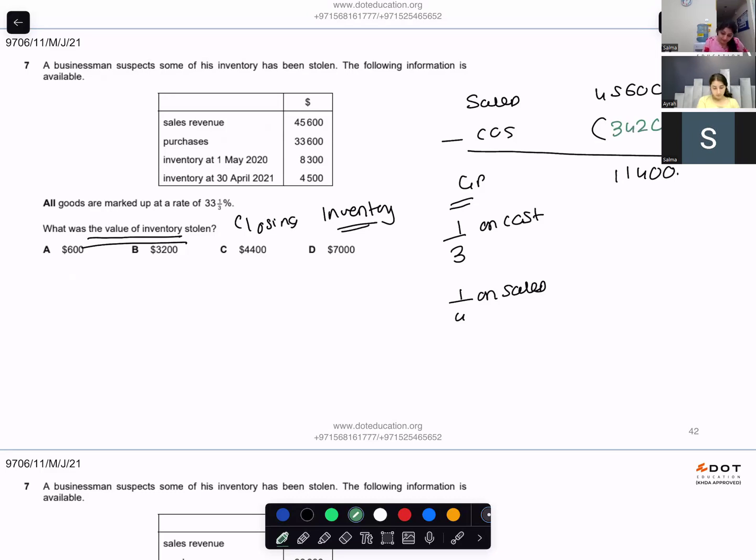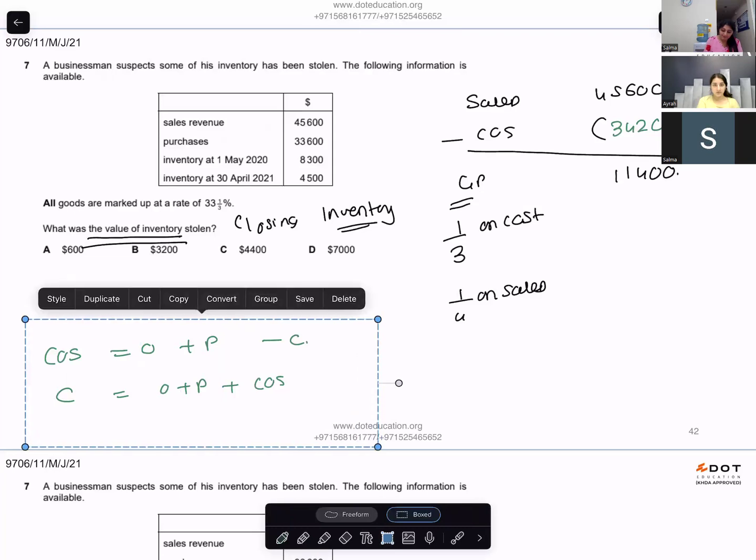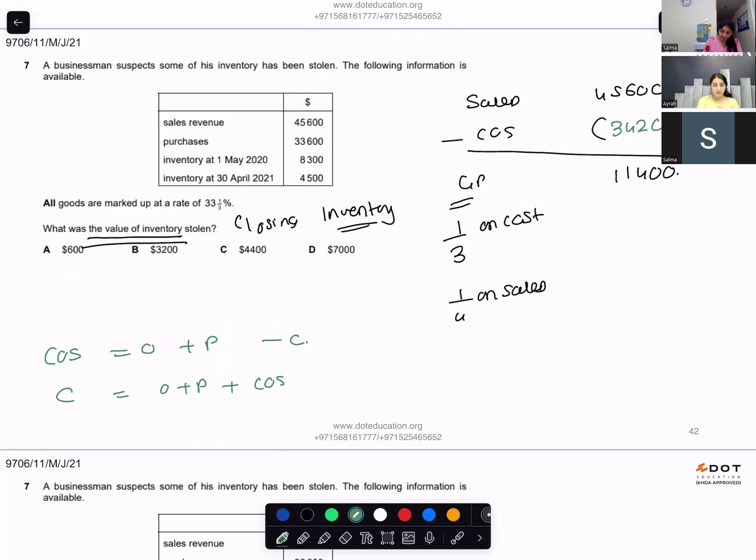Cost of sales is equal to opening plus purchases minus closing. You flip it. You have all the values, so you have to add stolen also into that. So the missing figure is stolen. Yes, you need to find the stolen amount, no? So you'll minus stolen also: opening plus purchases minus closing and minus stolen.